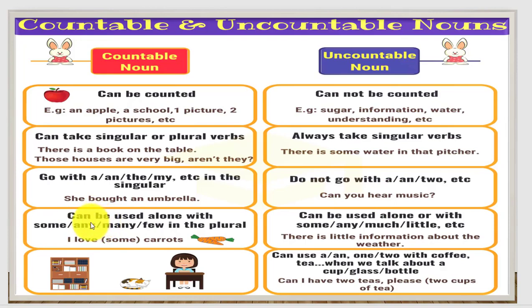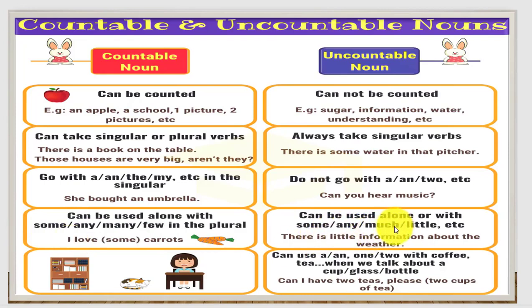Countable nouns can be used alone, and they can be used with some, any, many, few in the plural. If they are used in the plural, you can use any one of them along with them. If they are used in the singular, you do not need any of these, because you just need to use a, an, or the as an article with them. So if it is used in the singular, I love a carrot. I love a book. But you can say I love some books, I love some carrots, I love few books, I love many books, I do not have any book, I love some of my friends.